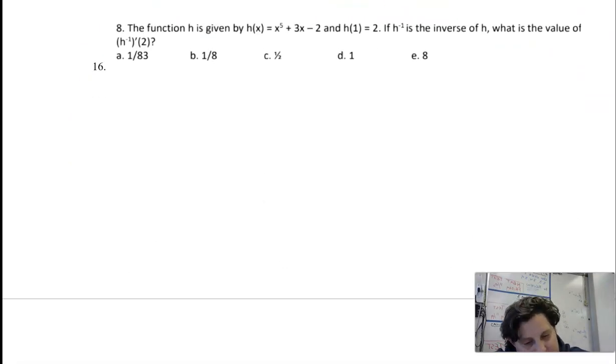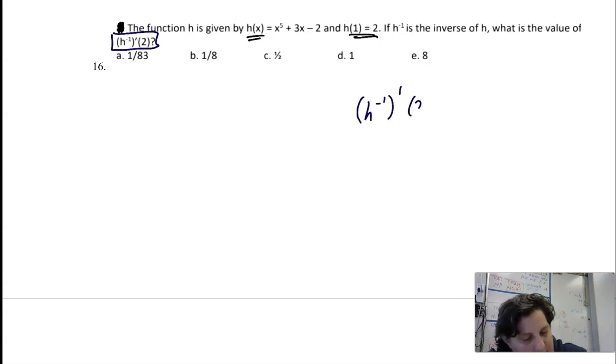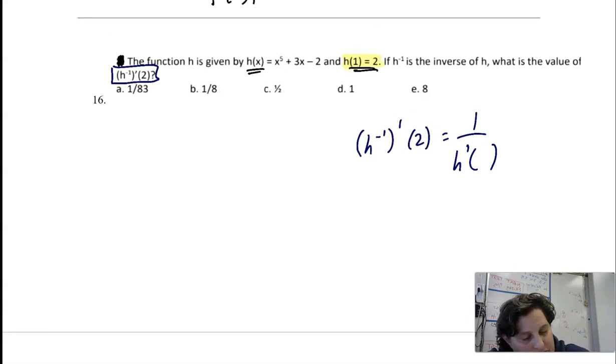Let's look at number 16, aka number 8, but really number 16. All right, here we go. The function given by h of x is that, and h of 1 is 2, h inverse is the inverse. Again, if you don't love the h inverse prime, use a different letter. But I always start at the end, and I go like this. So h inverse prime of 2 is 1 over h prime of whatever goes with 2, and that's right here. So if h of 1 is 2, h inverse of 2 is 1.